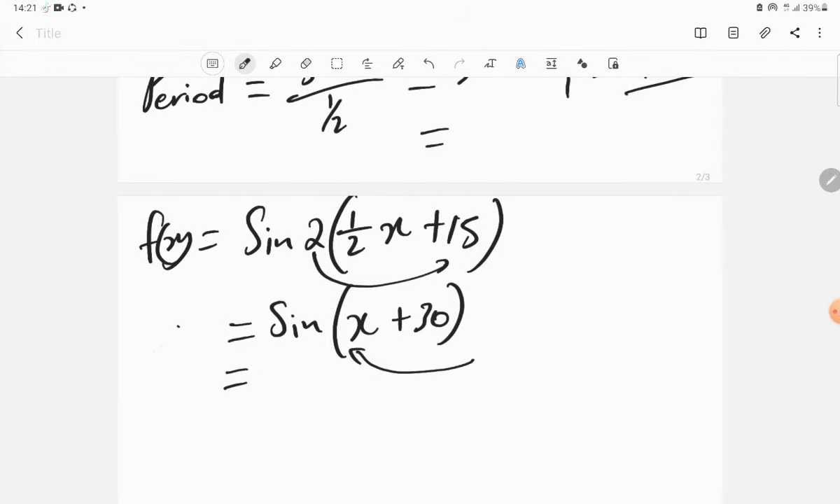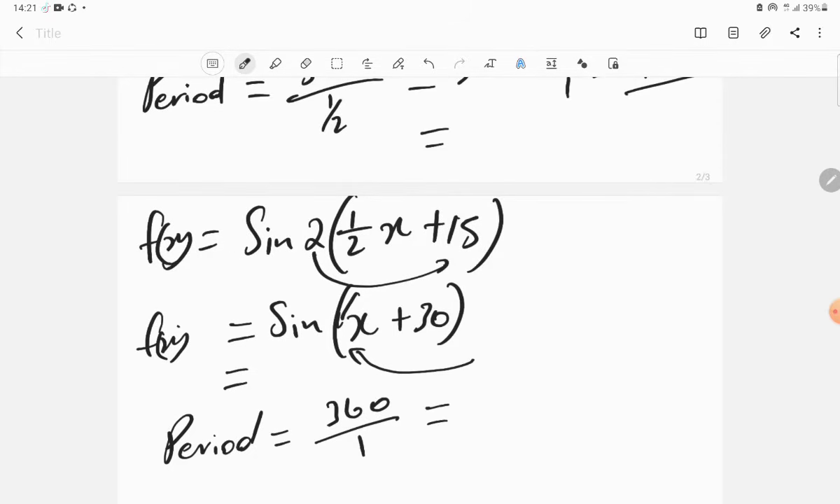So the period, after you have simplified, is going to be equal to 360 divided by what multiplies the angle, which is just 1. So the period is just 360. So it is wise to simplify first before you conclude whether you will divide by half or not. This 2 has an effect on this binomial, so I have to first distribute this 2 to get what really is the coefficient of that angle. So this is what we have.